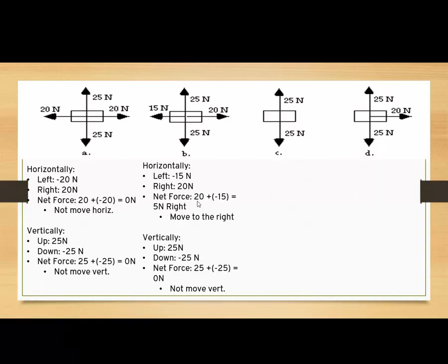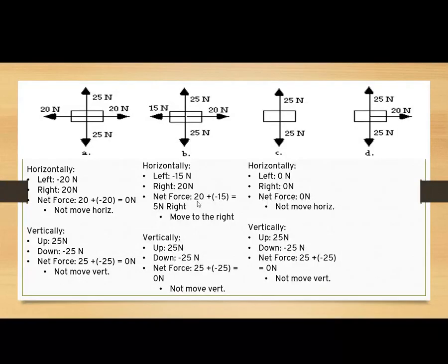Okay, so now you have done C and D on your own. So let's just go over it. C, we don't have any forces that are acting horizontally. So that's why we have 0 and 0. So there's no net force, and it's not going to move in either the left or right direction. Vertically, you only see up 25 and down is negative 25. So when we add those together, you're also going to have 0 and we're not going to move in either direction.